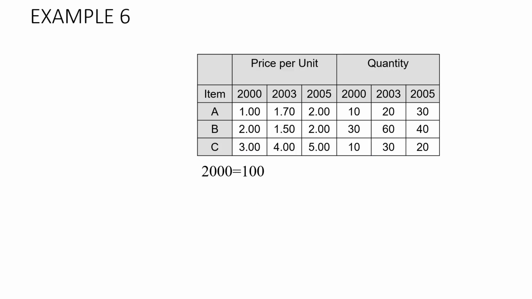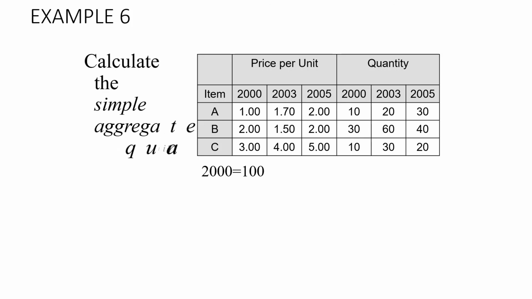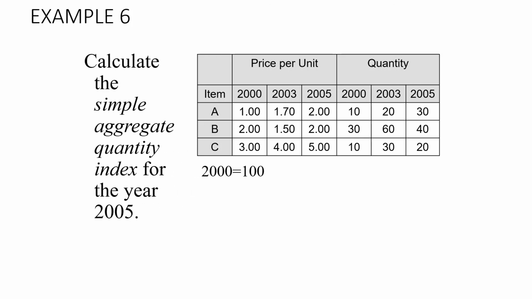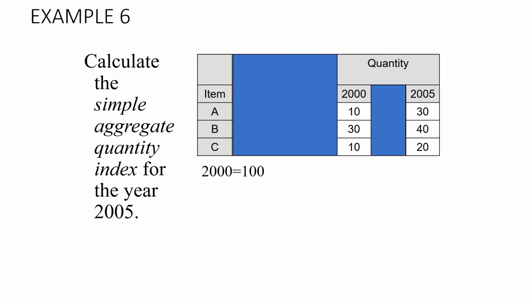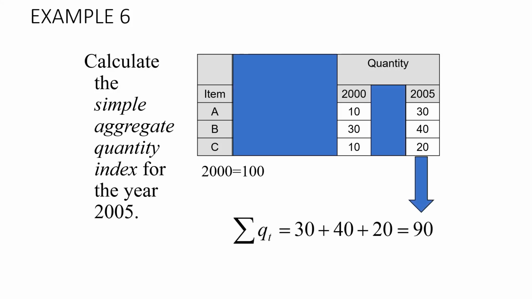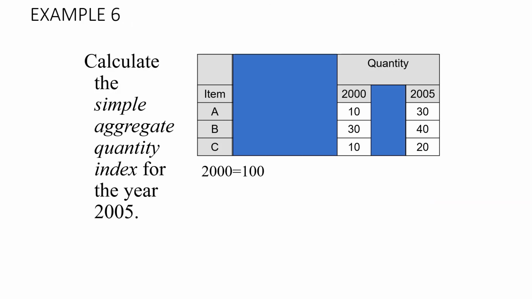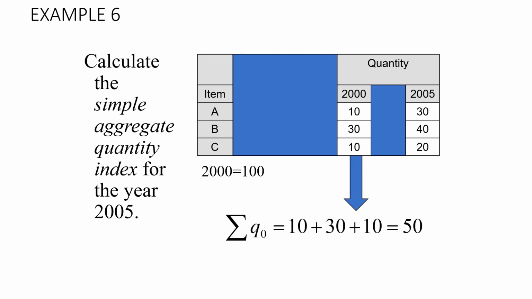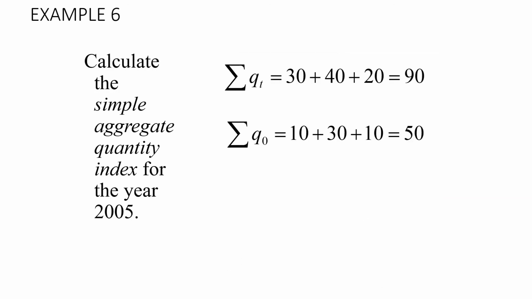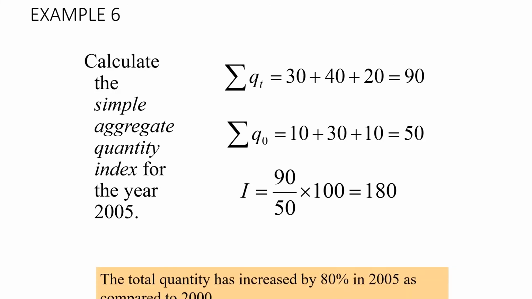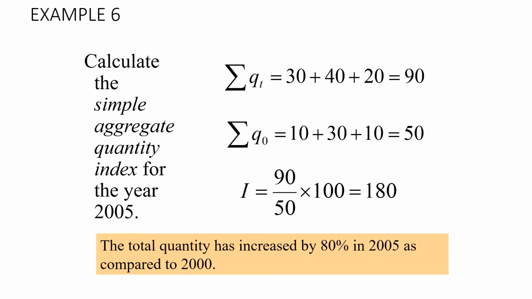Example 6. Calculate the simple aggregate quantity index for the year 2005. Get the relevant information. For the year of 2005, sigma qt is equals to 90. For the year of 2000, sigma q naught is equals to 50. The simple aggregate quantity index for the year 2005 is equal to 90/50 times 100, which is equals to 180. Interpret. The total quantity has increased by 80% in 2005 as compared to 2000.